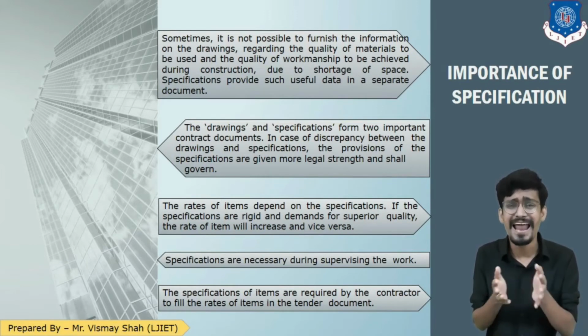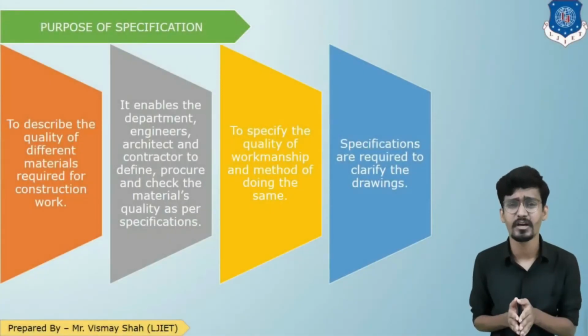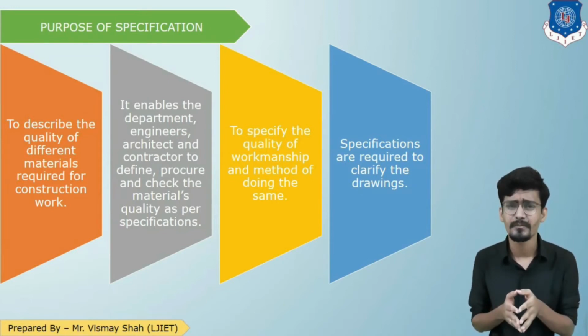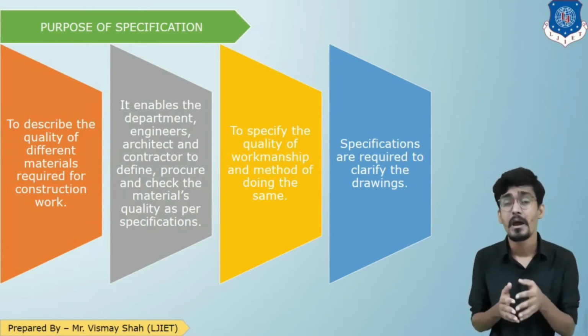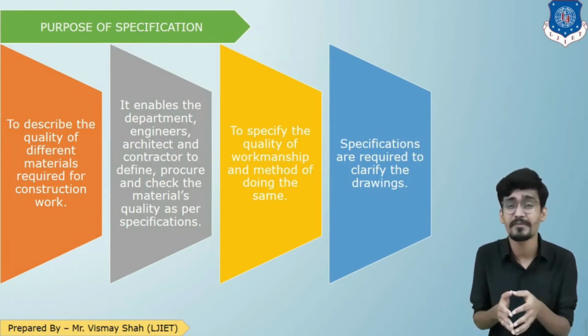Moving forward, let us see the purposes of specification. So here are the purposes of the specification. The first purpose is to describe the quality of the material for construction work. That means, students, the purpose of specification gives the answer of why we are preparing the specification. So the purpose and the necessity are the same.